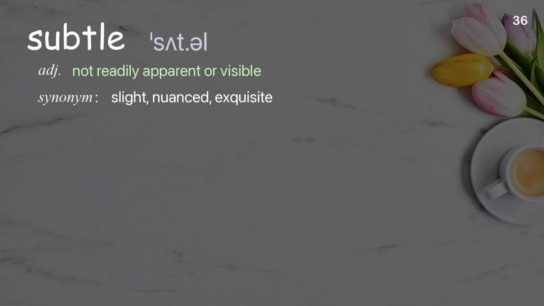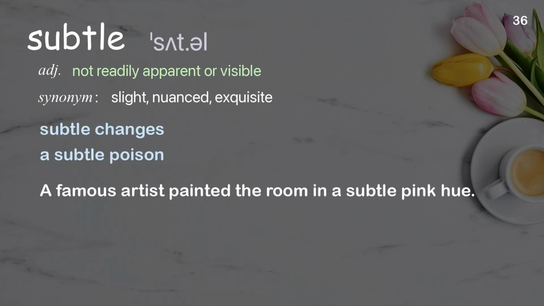Subtle. Not readily apparent or visible. Examples: subtle changes. A subtle poison. The room was painted in a subtle pink hue.